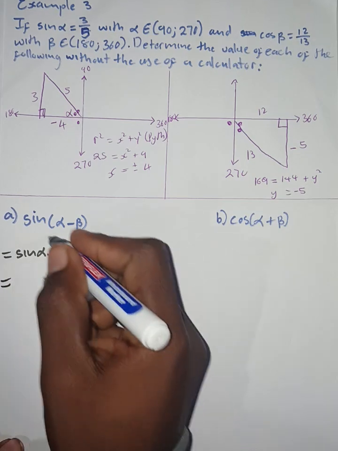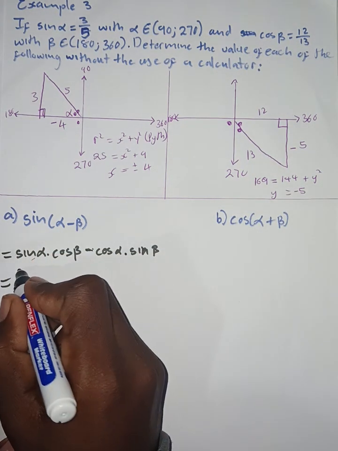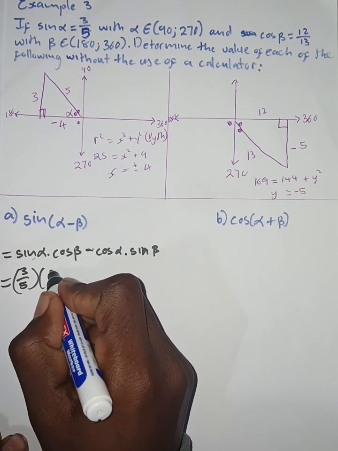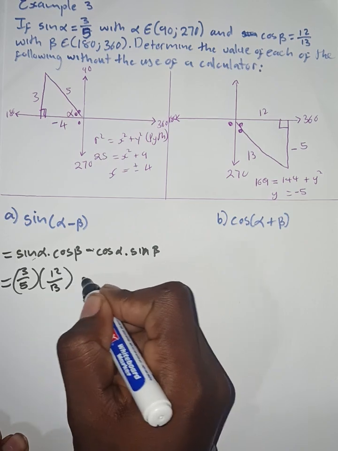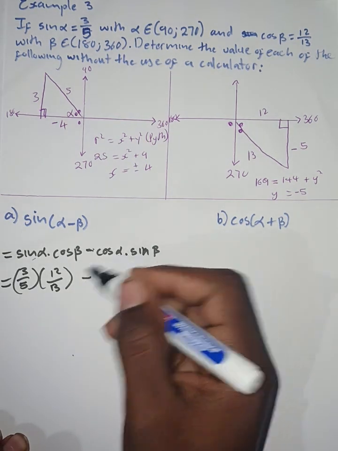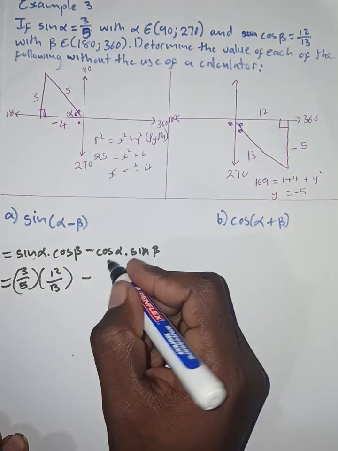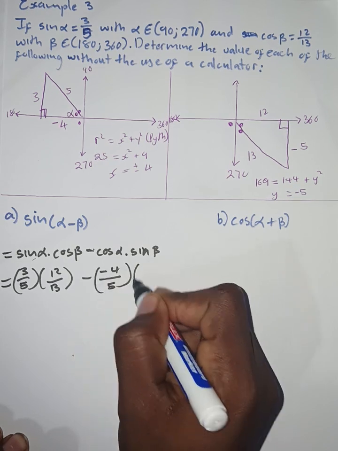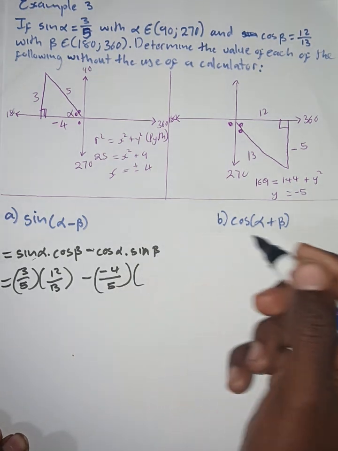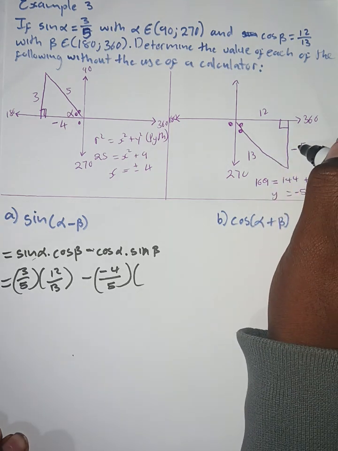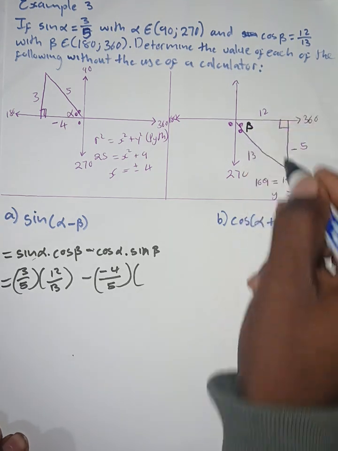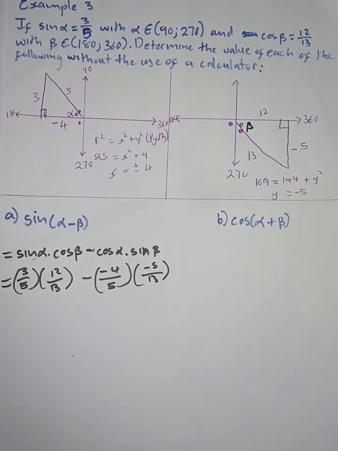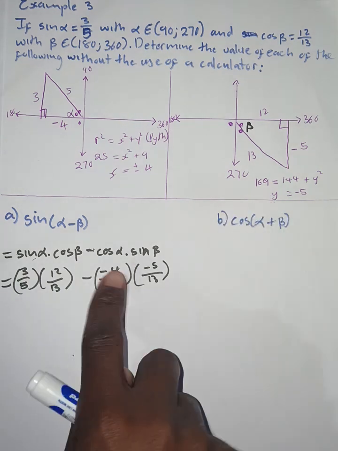So sine of alpha in this case would be 3 over 5. And cos of beta would be 12 over 13, minus cos of alpha. In this case, we know that cos is the adjacent over the hypotenuse, so this would be negative 4 over 5. And sine of beta would be the opposite. So this is where our beta is, so this would be negative 5 divided by 13.